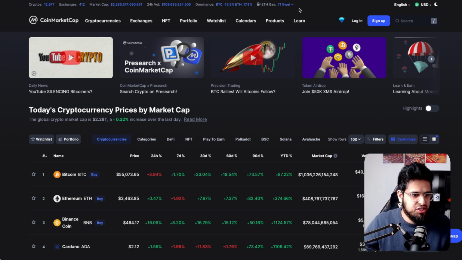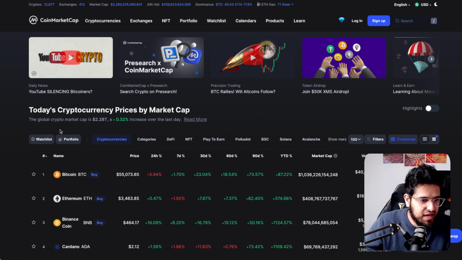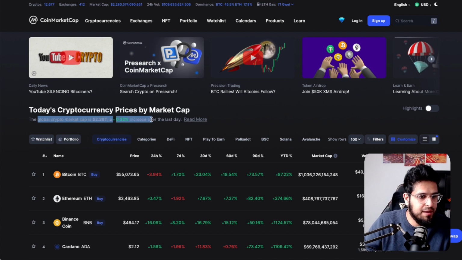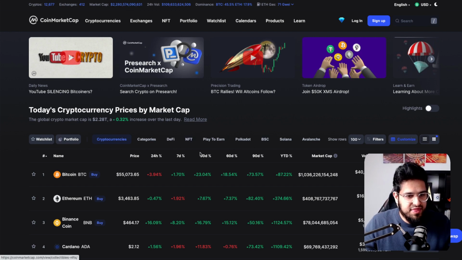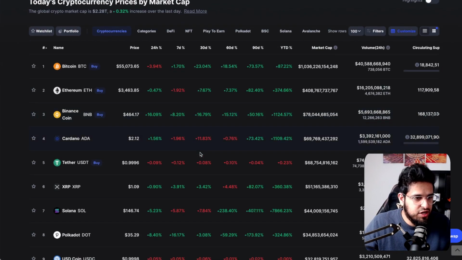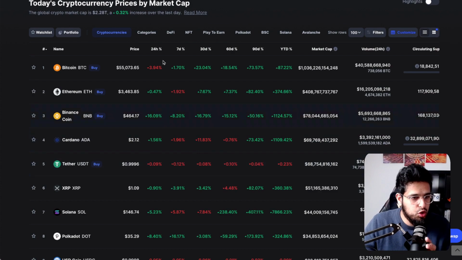Right, so now we know what that top bar is. The next thing to look at is you've also got your global crypto market cap here, 2.28 trillion, which is a 0.32 increase. That's the same number as we can see up here. And now we're going to get to the main bit, okay? Now you're going to get a list of all your cryptos.